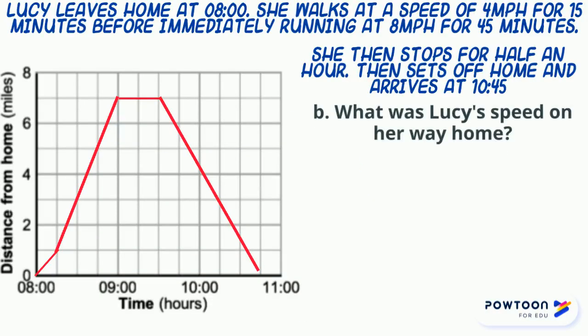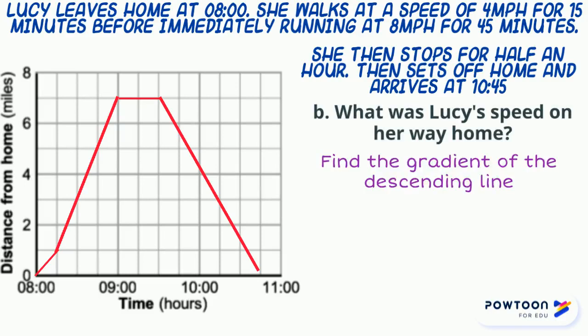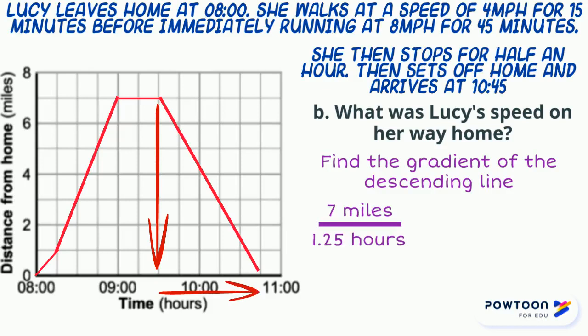We can now use our graph to actually find Lucy's speed on her way home. Remember that speed is just the gradient of our line. So we will find the change in distance, which is just 7, over the change in time, which is 1.25. When we simplify that, it becomes 5.6 miles per hour.